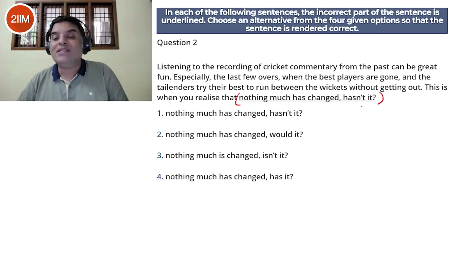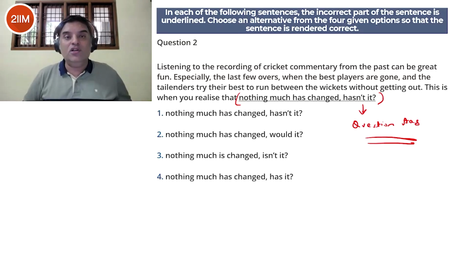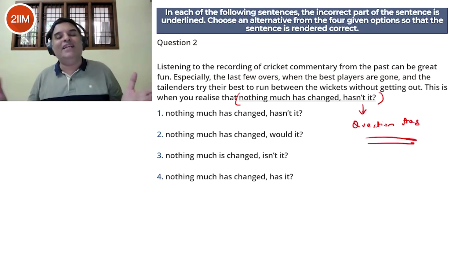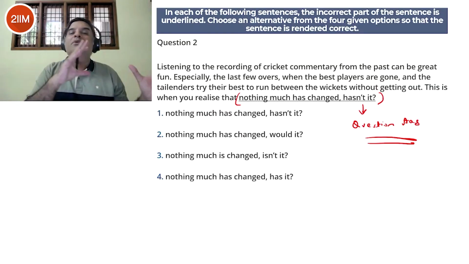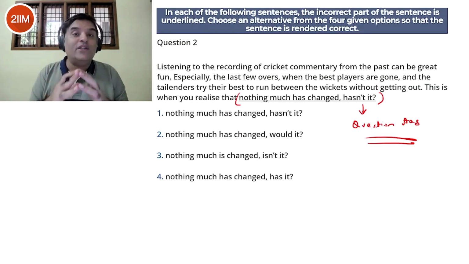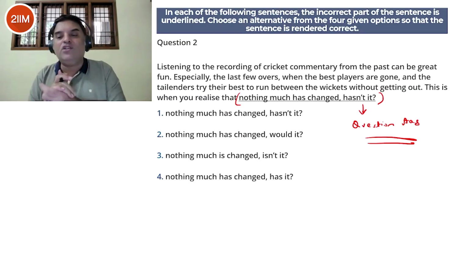Now, see what this underlined portion is doing is it is using a question tag. We call this a question tag. This is often used in written and spoken English. So "nothing much has changed, hasn't it?" It's a way of writing. The author is ending with a question tag. Now, with question tags, there are certain rules that you need to remember. Okay, so let's not even look at the options. Let's first look at that.